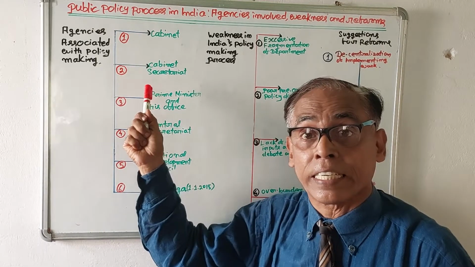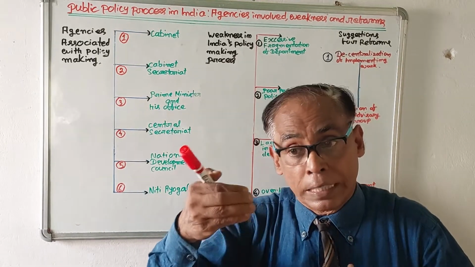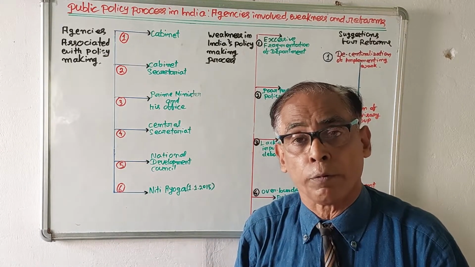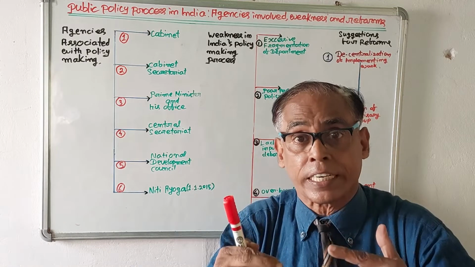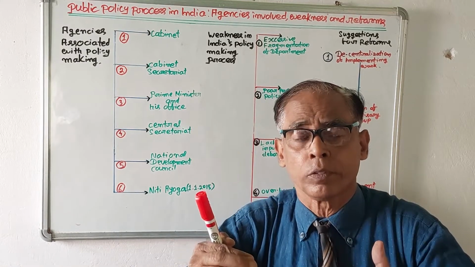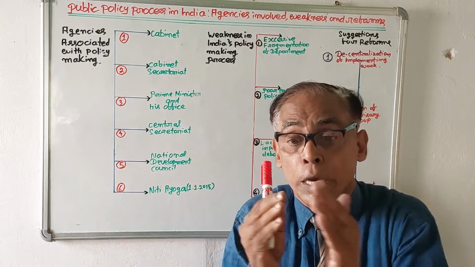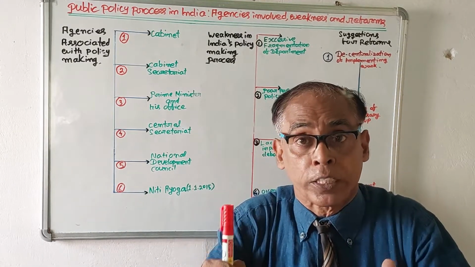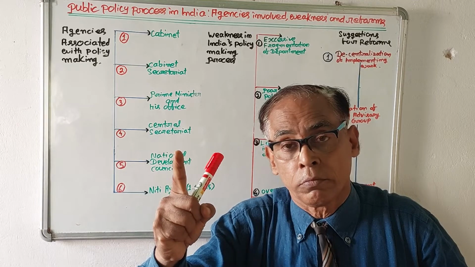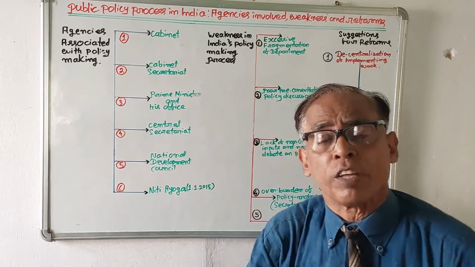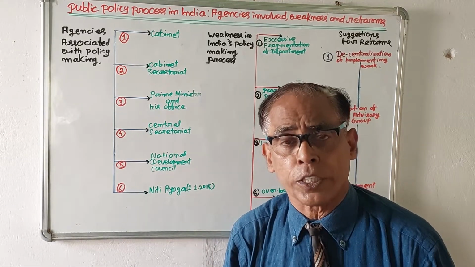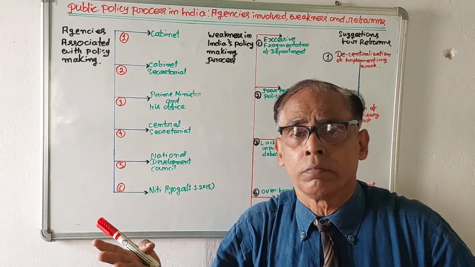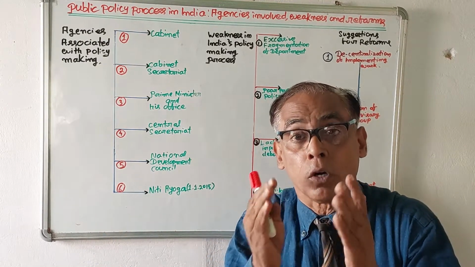So the Cabinet Secretariat is also directly involved with the formulation of public policy because it is the Cabinet Secretariat which makes available important information and important facts relating to public policy to the cabinet. If it does not provide the required information to the cabinet regarding public policy, the cabinet cannot know anything about public policy.